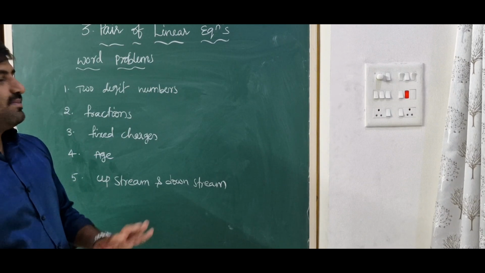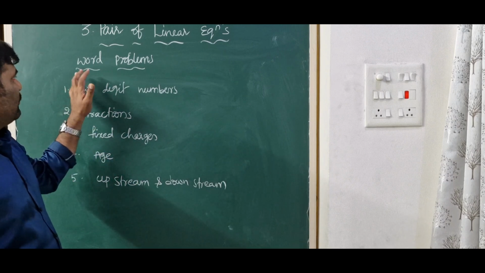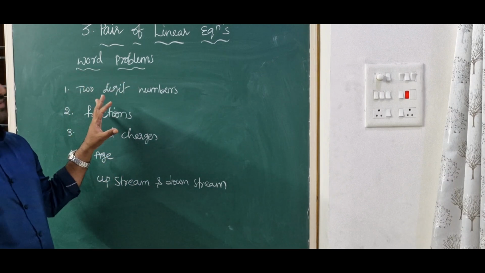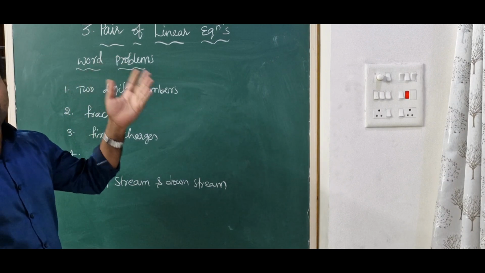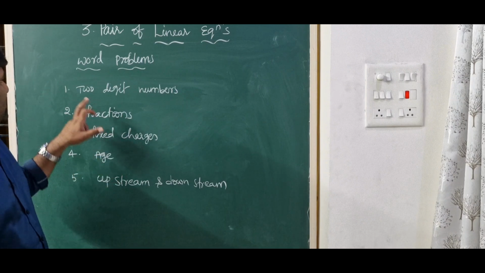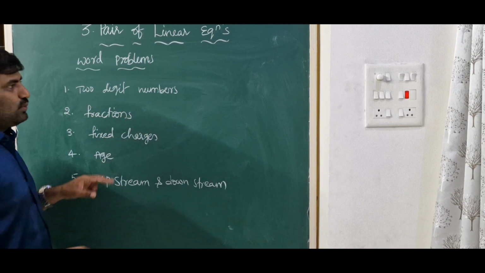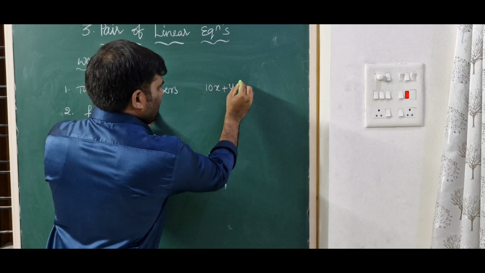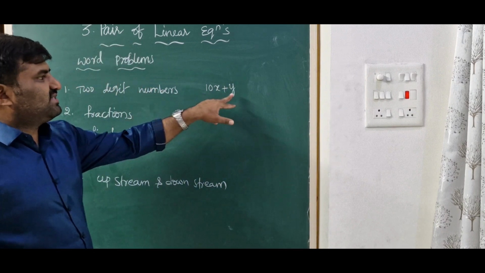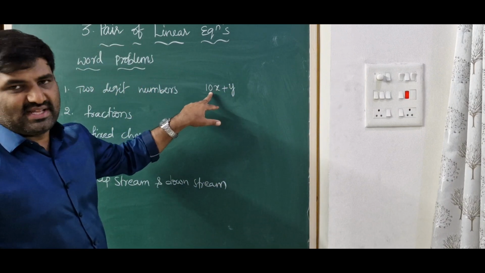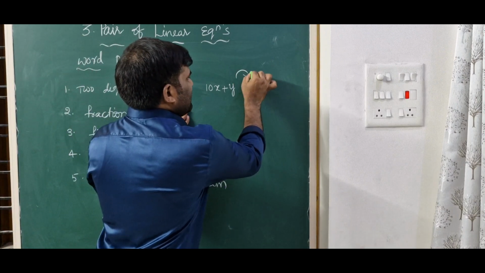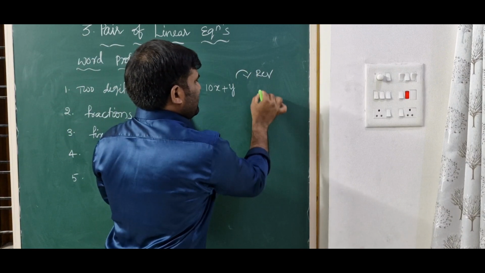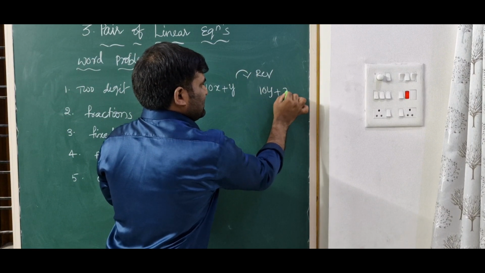Now I'm giving you some important topics for word problems. Not only for this chapter, this is important for the next chapter, that is quadratic equations, also. First one is 2-digit numbers. A 2-digit number you can take as 10x plus y. The general form of a 2-digit number is 10x plus y, where y is in the units place and x is in the tens place. If the digits are reversed, they'll ask you a question, you can take it as 10y plus x.